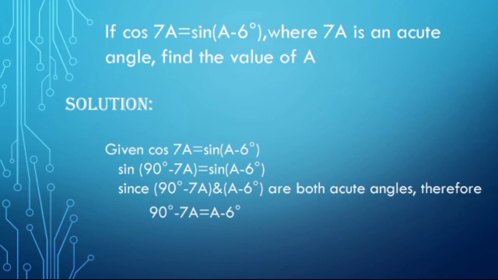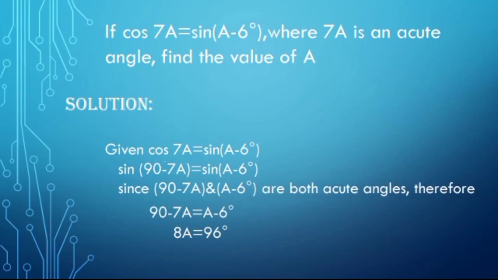Here transpose minus 7a to the left and transpose minus 6 degrees from the RHS. Then we get 8a is equal to 96 degrees, which gives a is equal to 12 degrees.